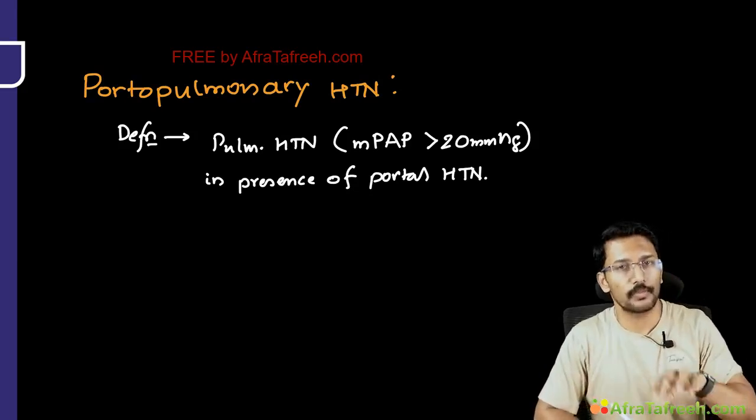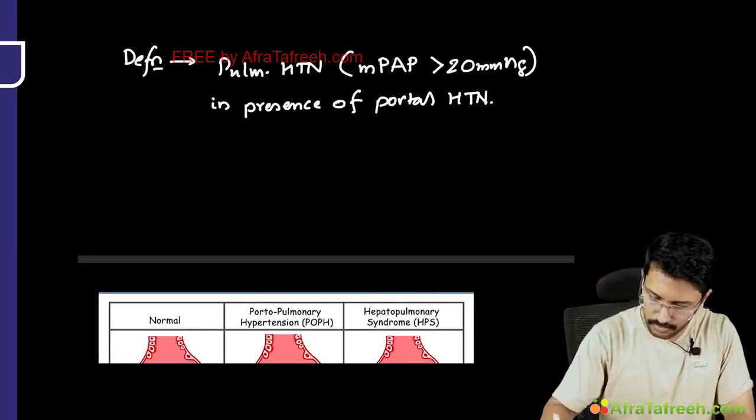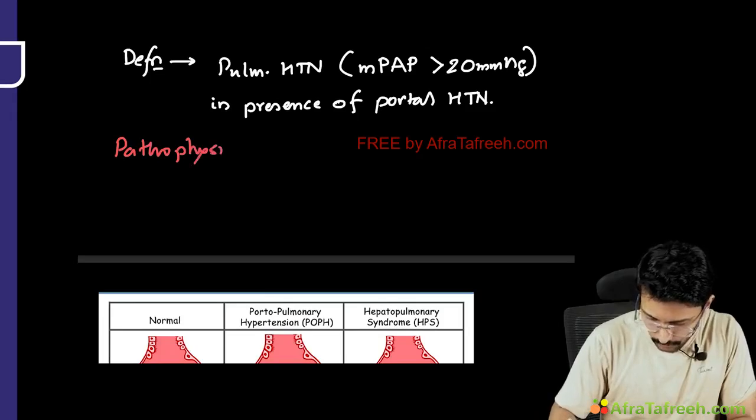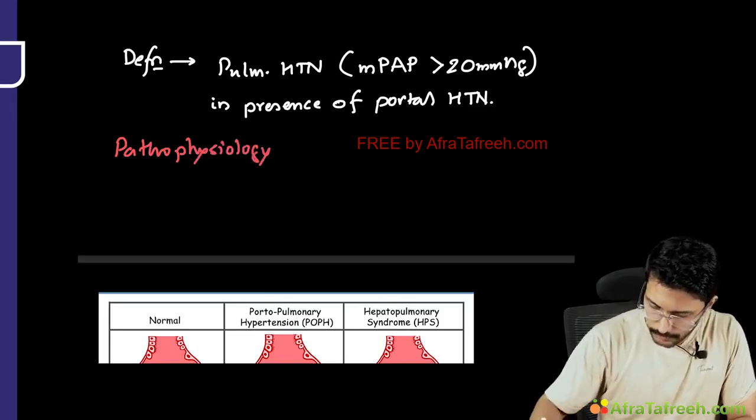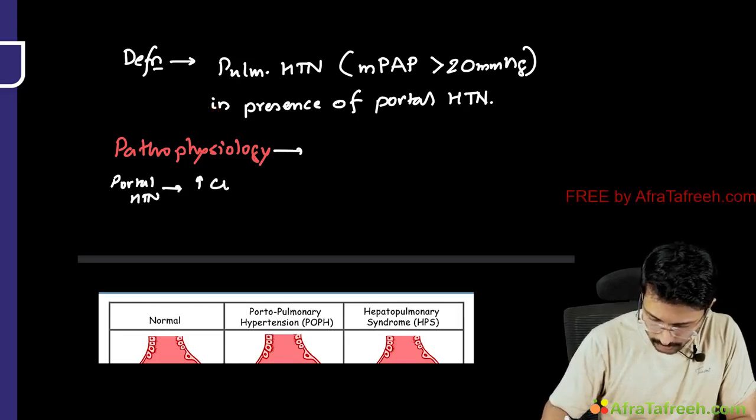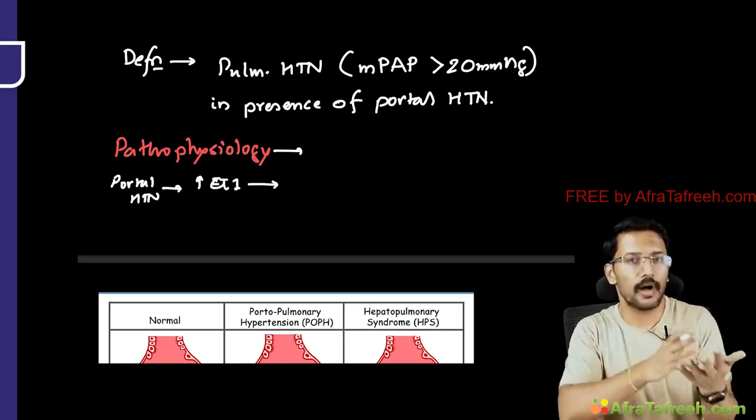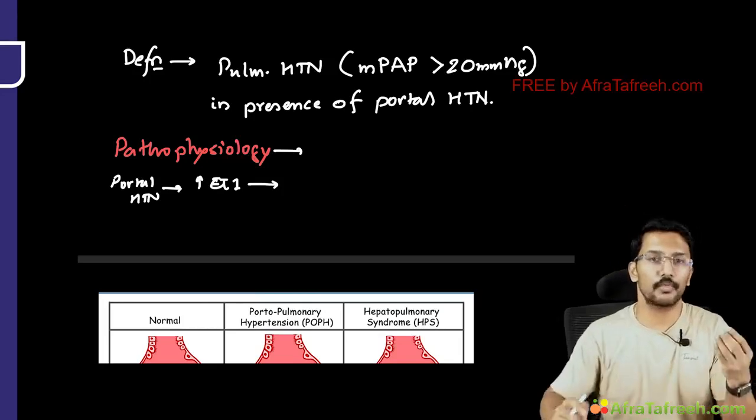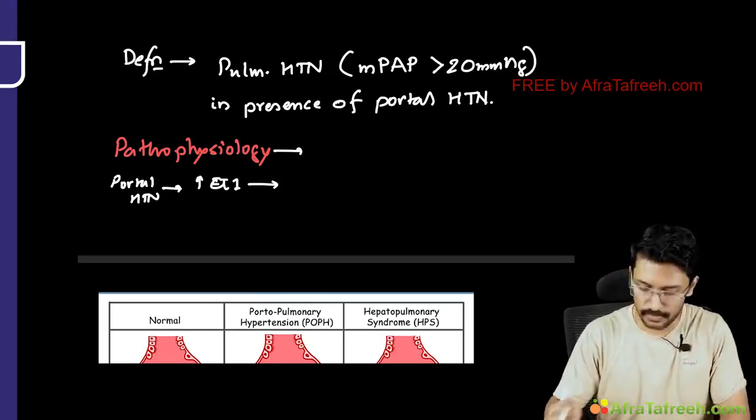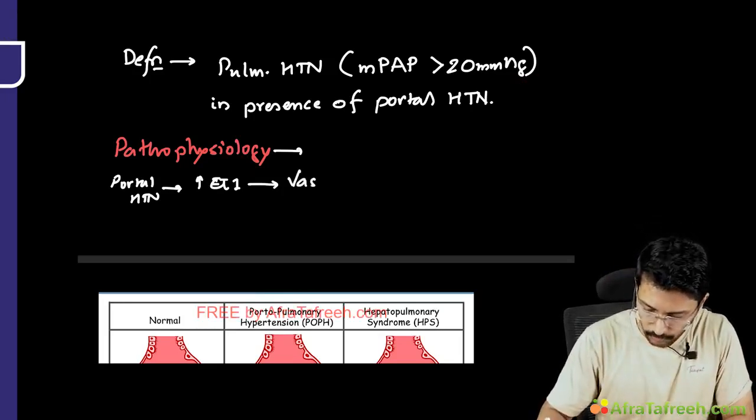Okay, now the pathophysiology of what is happening here is that these patients who have portal hypertension, we already know that when you have portal hypertension or CLD, there is increased production of endothelin 1. And this endothelin 1, one way it can harm you is it can induce your vascular endothelium to produce endothelial nitric oxide synthase, but at the same time it can cause vasoconstriction, right? So endothelin 1 can cause profound vasoconstriction in the pulmonary vasculature.